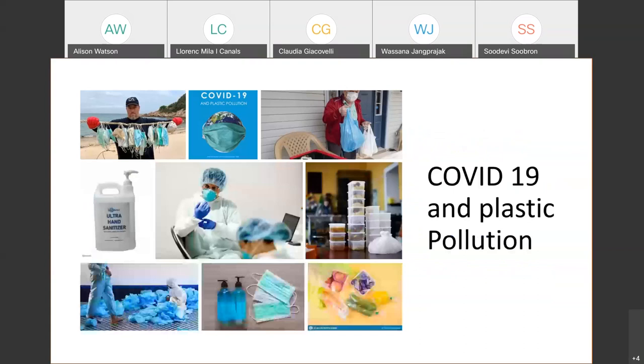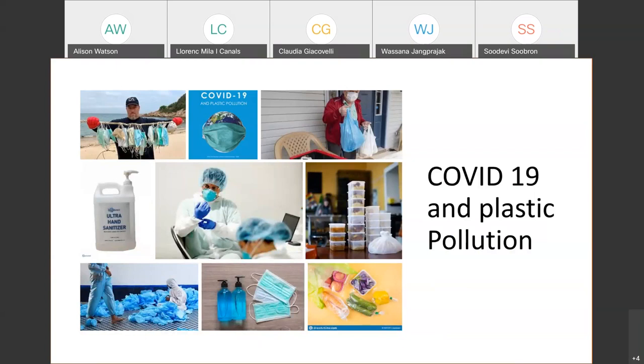Recently we had this COVID, and we have seen that there were a lot of masks and takeaway food packed in plastic, and they were using a lot of plastic. So we also have to see how we can reduce plastic waste, because when we have a pandemic, we have to have the alternatives. Next slide, please.